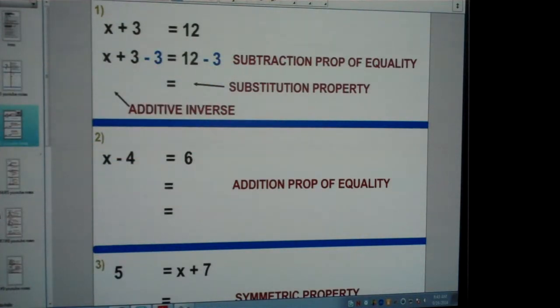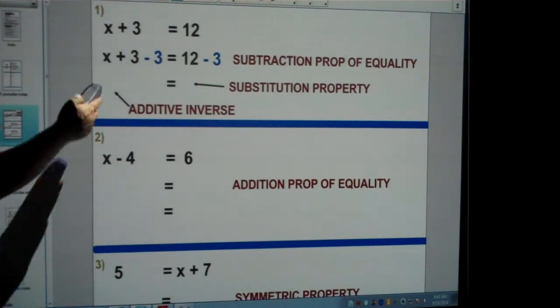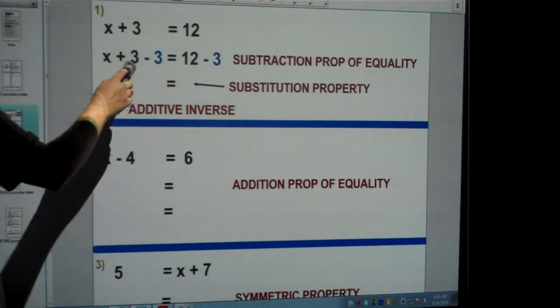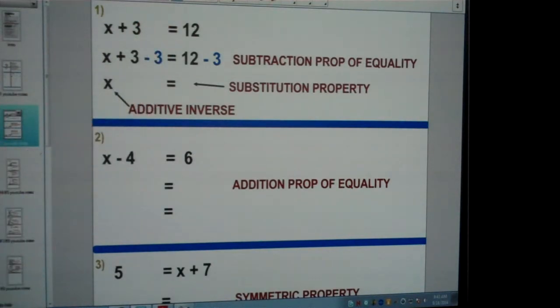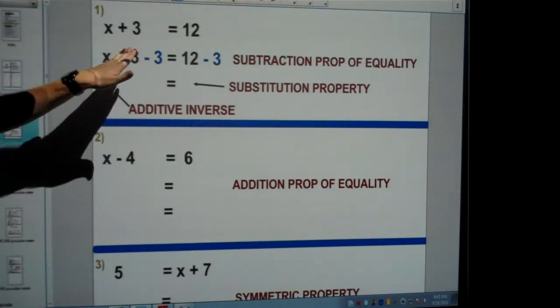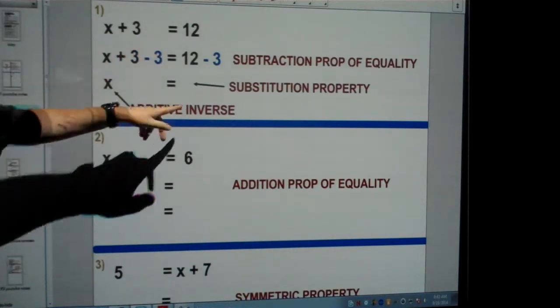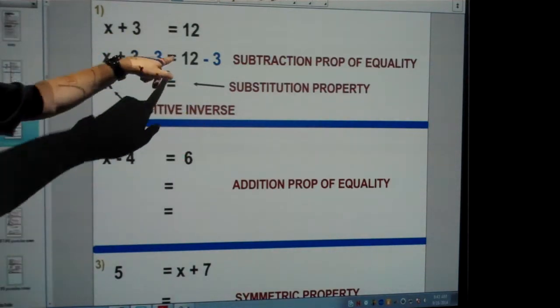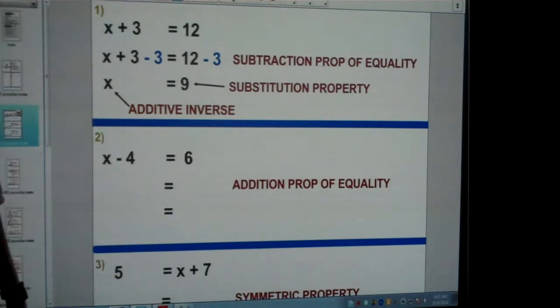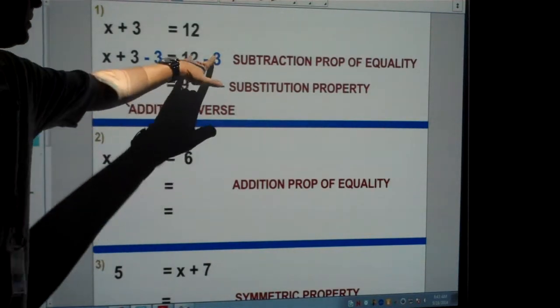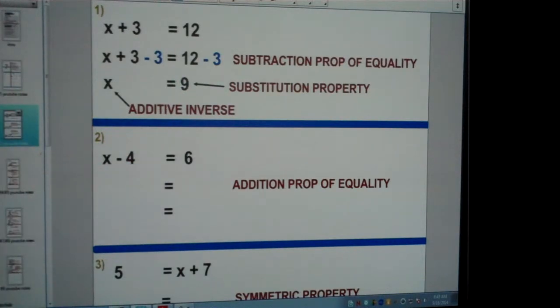Now I can start to work this out. 3 take away 3 just becomes 0. So in other words, all I get left with is just x. These cancel each other out. So this was my additive inverse because I had positive 3 and negative 3, which are inverses of each other. And then 12 take away 3 is just 9. As it was a calculation, that's called substitution because I replaced 12 minus 3 with 9.